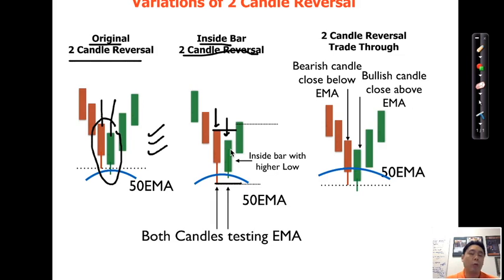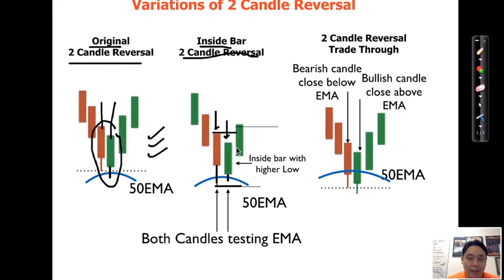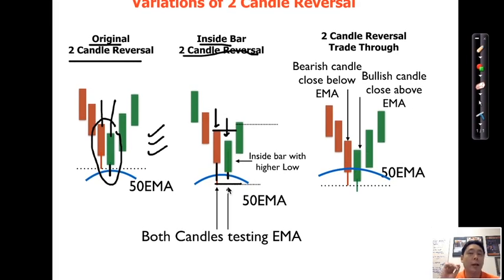Now this pattern is also a valid reversal pattern. But for this pattern to be valid, both lower shadows have to cut the moving average. Okay? Both have to cut the moving average. However, in the original pattern, only the reversal candle's lower shadow has to cut the moving average. The lower shadow of this candle does not have to cut the moving average. Now, if it does, that's fine, but it doesn't have to. But in this particular case of an inside bar pattern, they both have to cut the moving average support. All right?